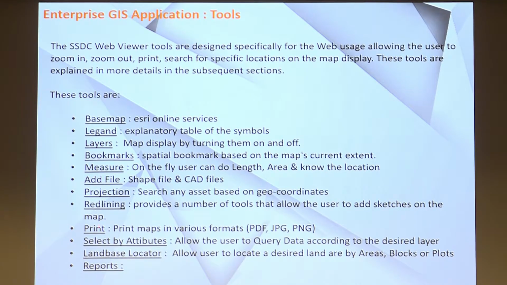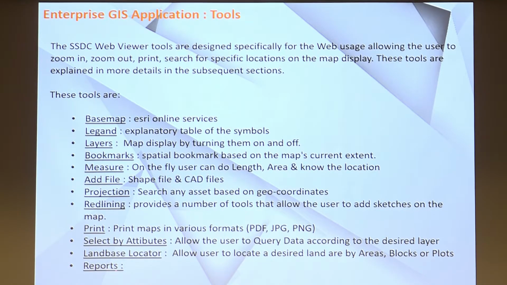Then we have a very unique tool called redlining. Basically, this tool is nothing but drawing tools. We have arrows, point, line, multi-point, especially when we are in the output format and want to add some information. You can use that redline to present something. Then we can print maps in different options. Then we have the query builder, which we use in ArcMap in the same way. And then we have developed another application tool called land-based locator, where the user enters some basic information and it will pop up the information from the map.